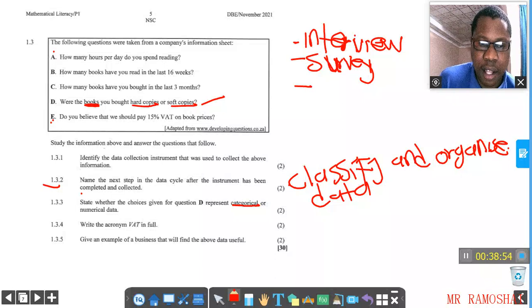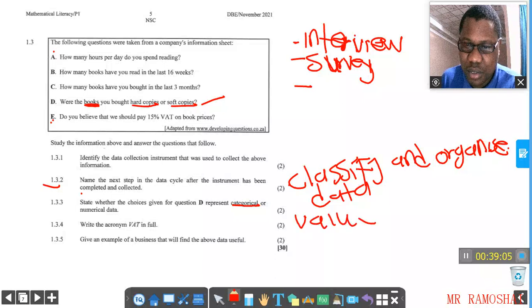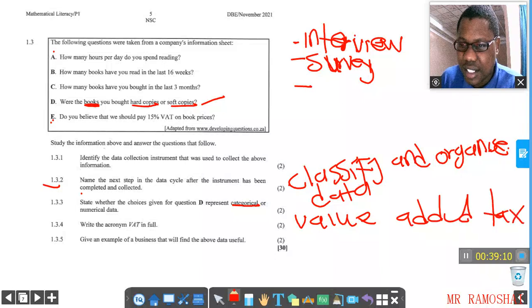1.3.4. Write the acronym in full. Right. Free marks. Free Mahala. Mahala marks this one. Value added tax, which is 15%. That one we know. Right. Now give an example of a business that will find the above data useful. Right. Now you just name any company or business that can find this information useful.